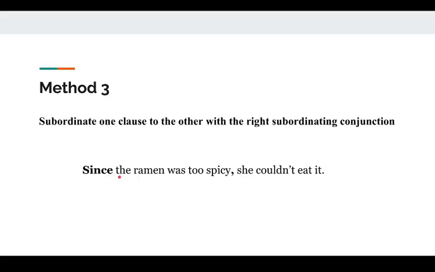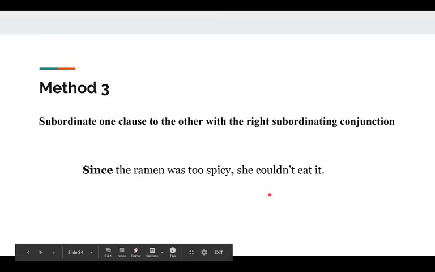The clause originally read, "The ramen was too spicy." That is an independent clause. We're basically making it dependent, so that it has to depend on the independent clause, "she couldn't eat it." So now the sentence reads, "Since the ramen was too spicy, she couldn't eat it." That doesn't make sense if it stands by itself, so we have it depend on "she couldn't eat it." That's why we can combine these two, this dependent and this independent clause, with a comma.